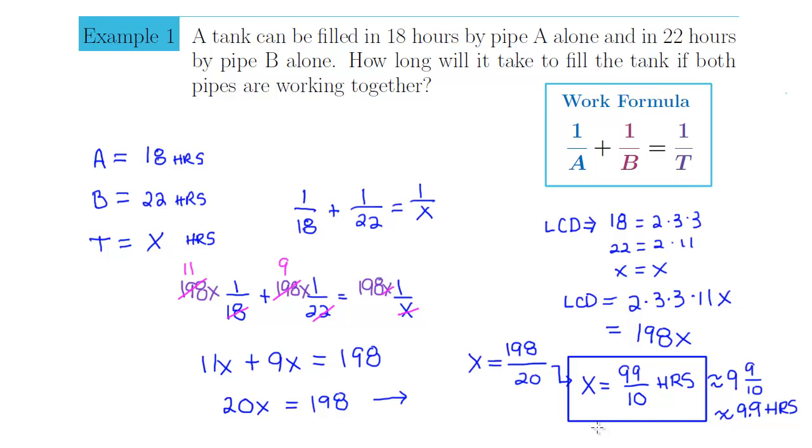So recapping, when you encounter a work problem, one good way to solve is to use the work formula. Identify what A, B, and T are from your problem, and then solve that resulting equation, that rational equation, by finding the least common denominator, clearing our denominators, and finishing by solving the resulting equation. Let's move ahead and look at our second example.